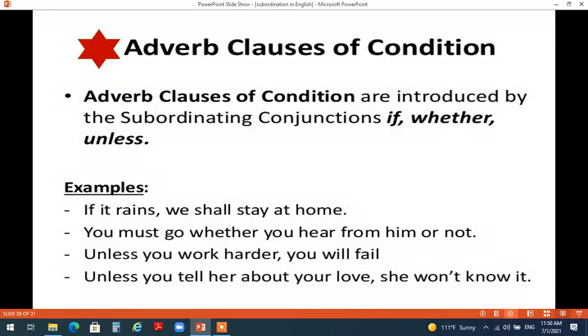For example, if it rains, we shall stay at home. Here we have used also if. If it rains, this will be the adverbial clause of condition. You must go whether you hear from him or not. Whether you hear from him or not, this will be the adverbial clause of condition. Unless you work harder, you will fail. Also here we have unless you work harder. This is the subordinate clause whose type is an adverbial clause of condition. Unless you tell her about your love, she won't know it. Again, unless you tell her about your love, this will be the adverbial clause of condition.